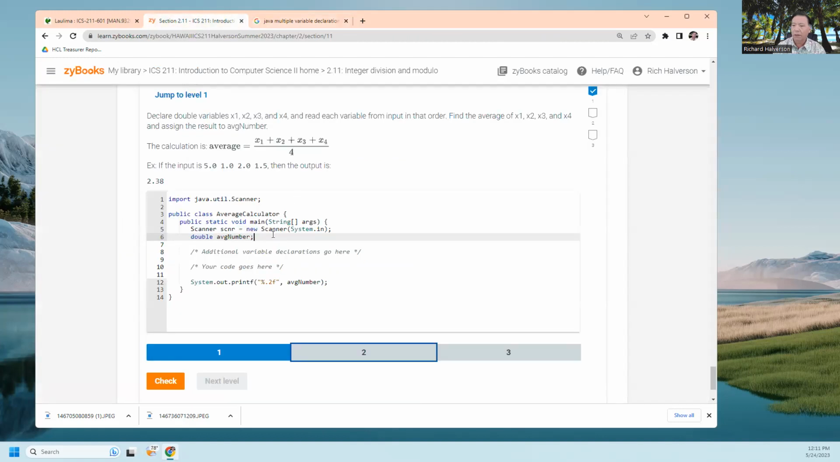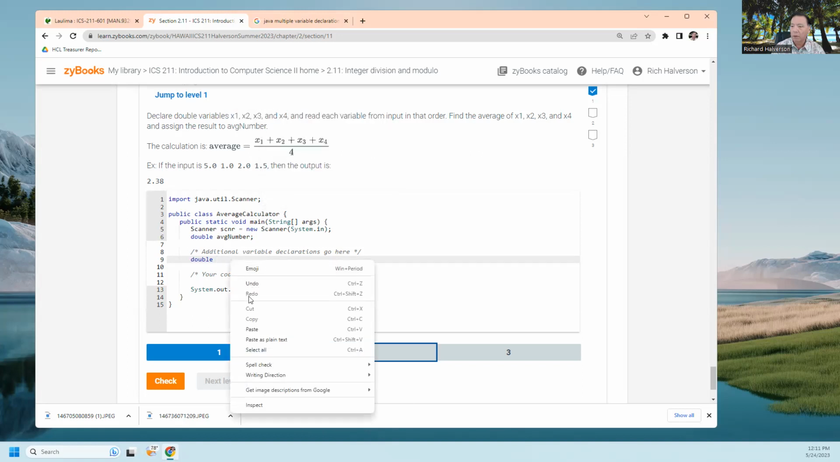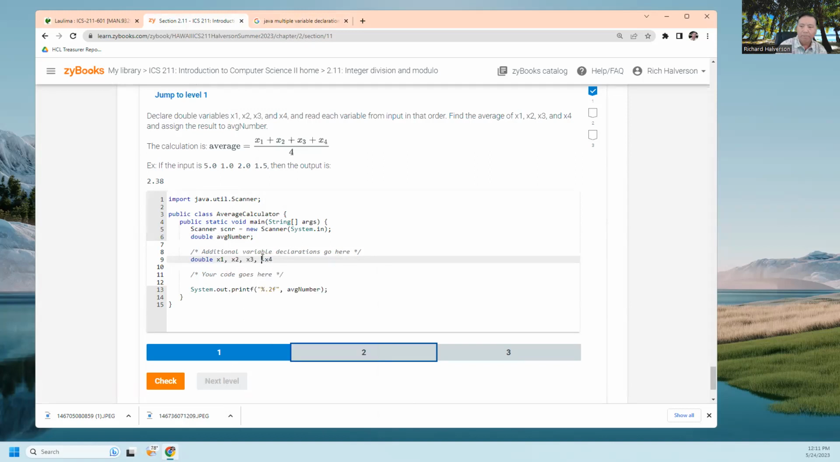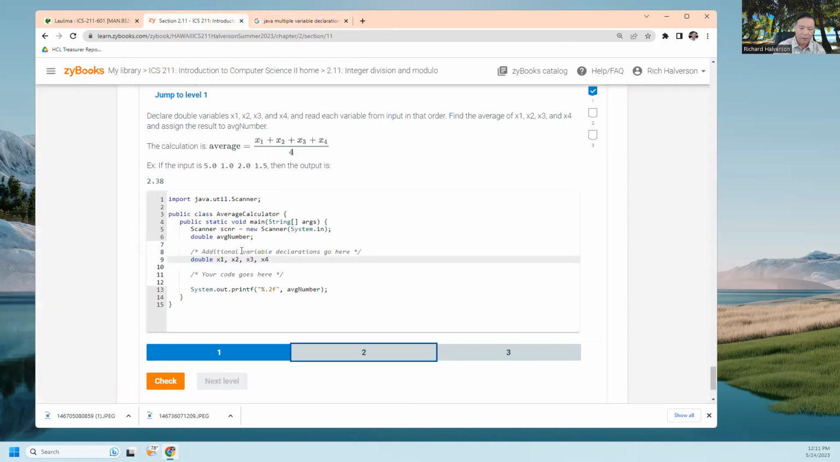So I'm going to put my additional declarations here. I'm going to say double x1. Oh, because that way I can copy and paste. Okay, so I just declared all these variables. I separate them by comma, right? Yeah, comma. All right, so that's declaring all four. And then read each variable from input in that order.